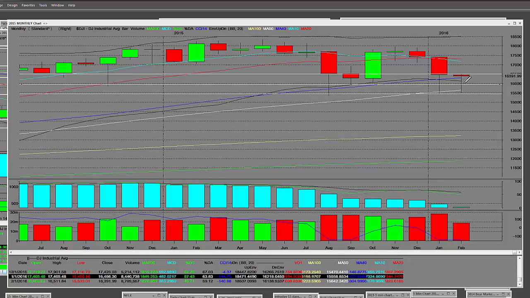16,500 remains at resistance, and 15,642 is the lower end of support on the Dow Jones Industrial Average.